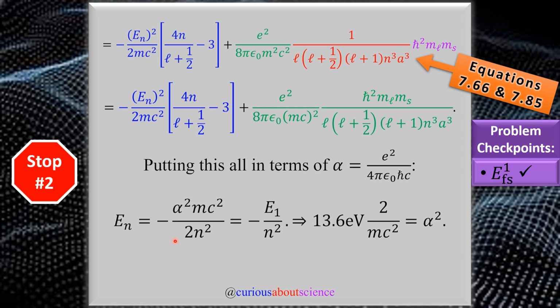And in doing so, what we see is that we get the 13.6 eV that we're used to seeing times 2 over mc squared, because we solved these two expressions for alpha. Both of them will be substituted in at different times, so just bear with us as we go through this. But nonetheless, let the algebraic journey begin.